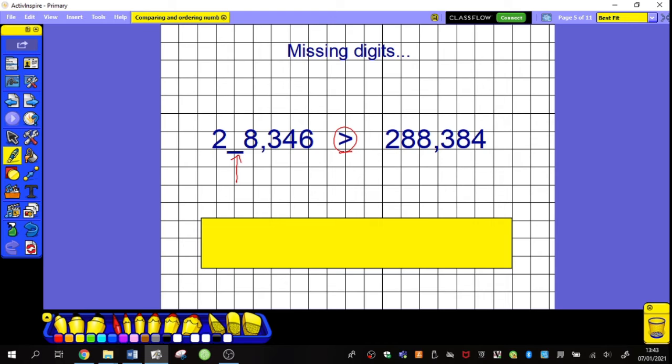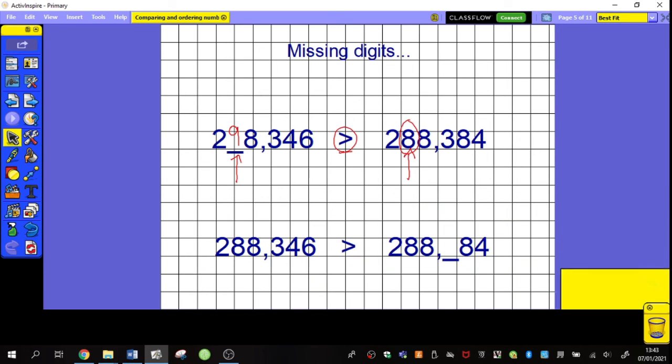So, in order to make my missing digit bigger, I need to look at the exact same column in my second number. Now, here I've got 288,384. So I need a digit that is bigger than that 8. Now, there's only one bigger than the 8, and that is a 9. If I had multiple digits bigger than the 8, then I get a choice, because they're all going to be bigger than the one you need.